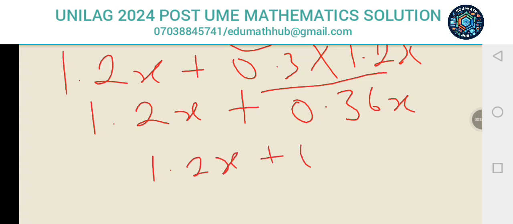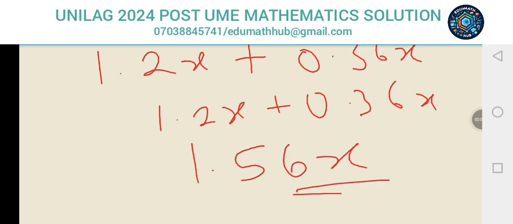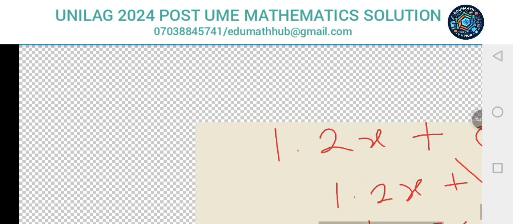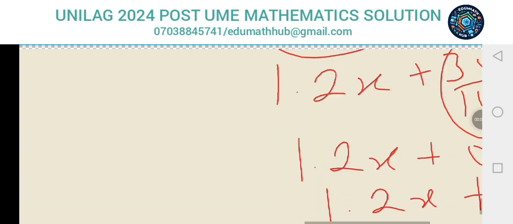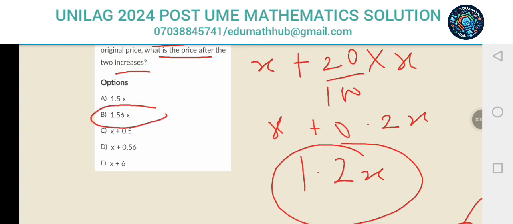1.2x plus 0.36x. You're going to get 1.56x. So this is the price after the two increases. So let's go to our options and check if it's there. So I need to check for 1.56x. So it is right there. So the answer is option B. Option B. Let's move on.